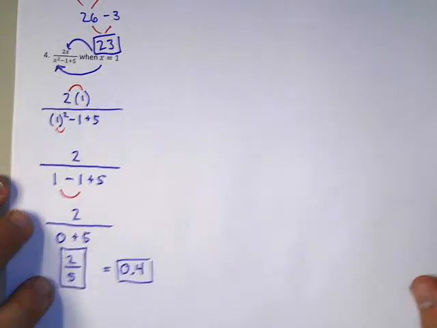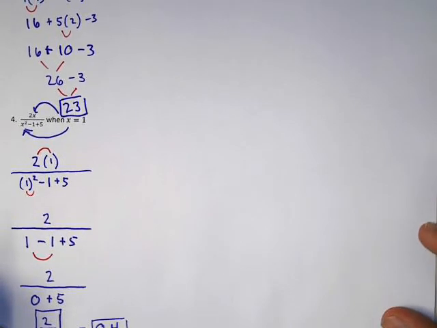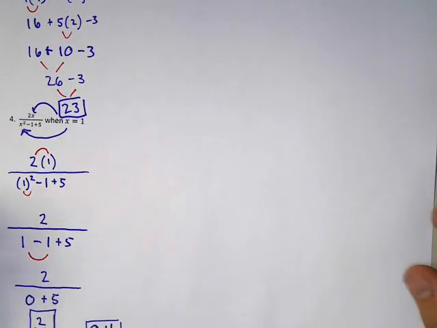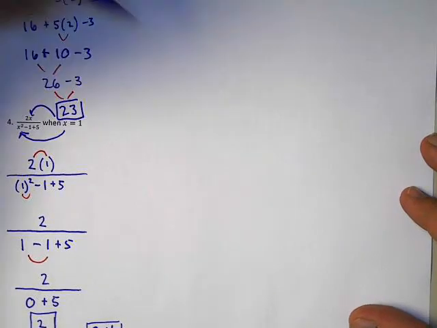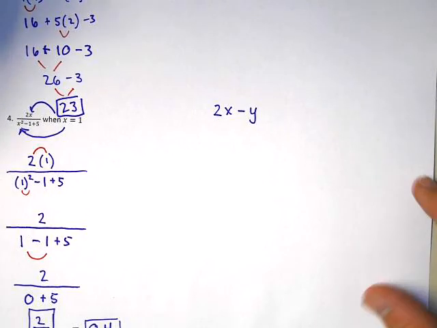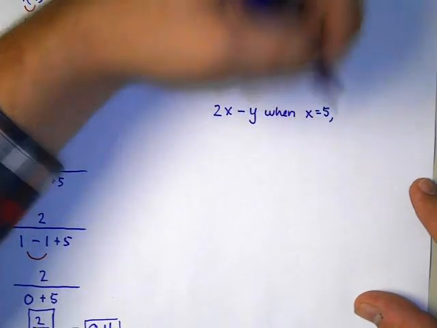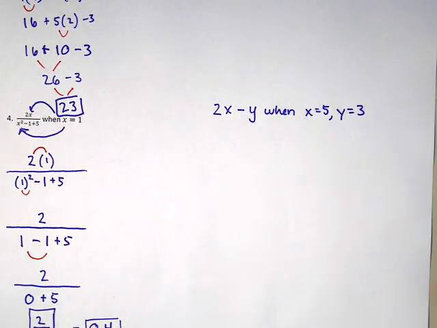Okay, I kind of lied, guys. We're going to do one more thing. I want to show you that there can be multiple variables, okay? So I'm going to do something pretty easy here, and I'm going to say we have 2x minus y. All right? When x equals 5 and y equals 3.